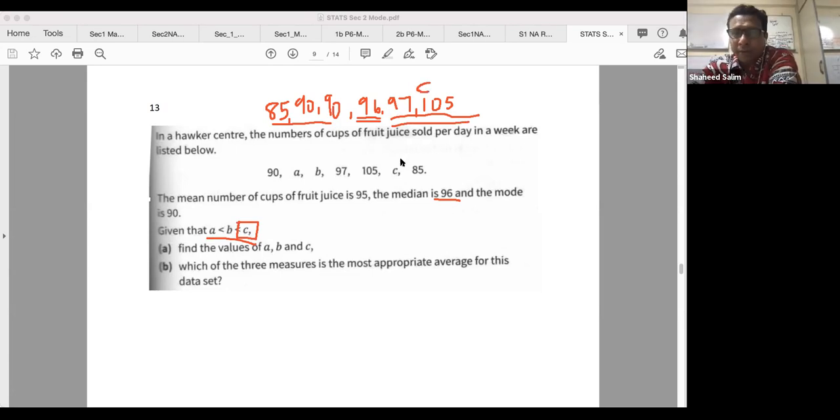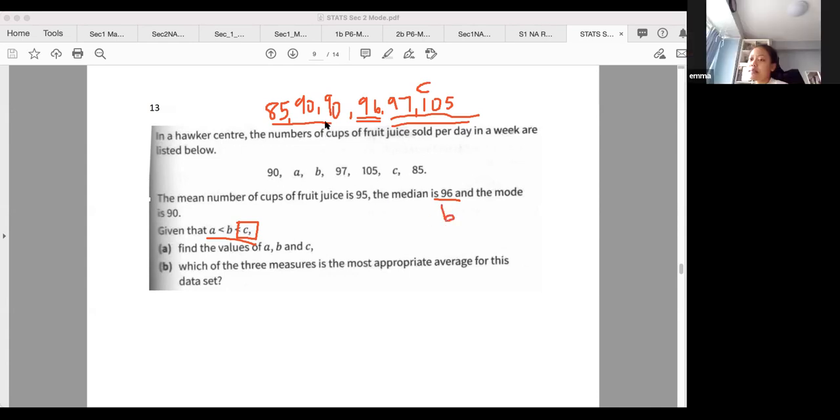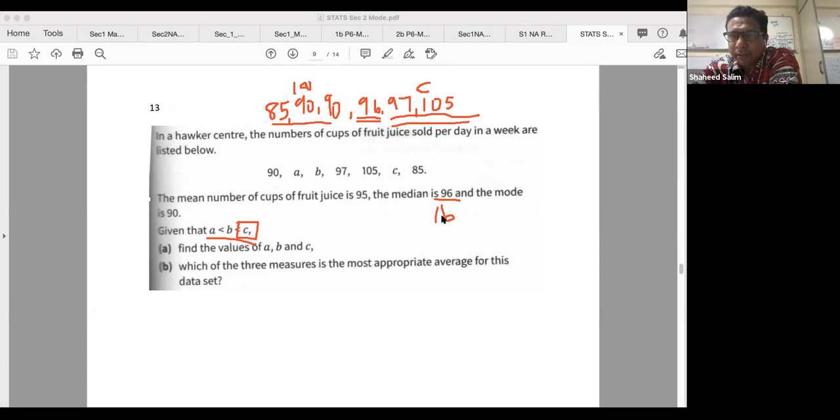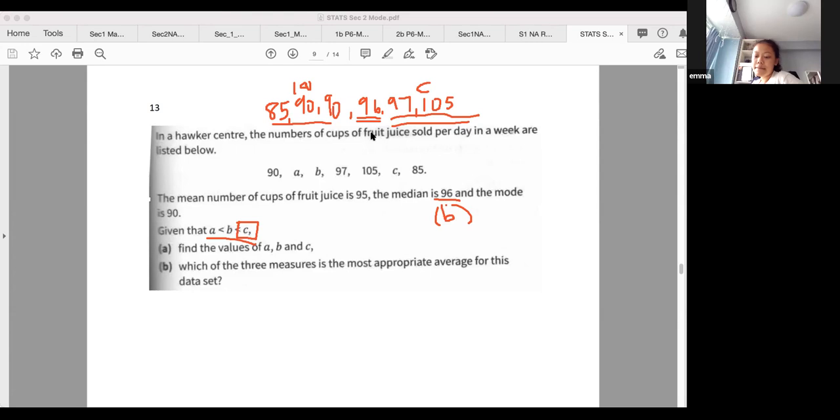So A and B we have found already, right? This is B, because this was not in the list here. Do you agree? And A is one of these 90s. By writing it down, we have actually discovered A is the smallest number. So A must be 90, because they tell us that the mode is 90. Number two, the median is 96. The 96 was not in the original list, so this must be B. So now you can find C, because you have all the other numbers. And what is C? C is 102. Yes, 102.